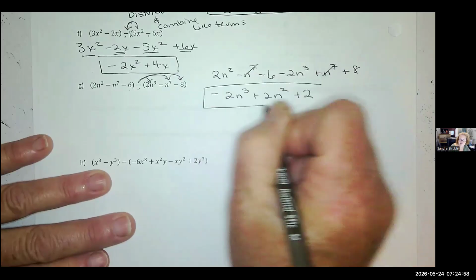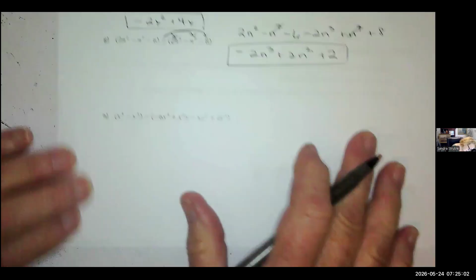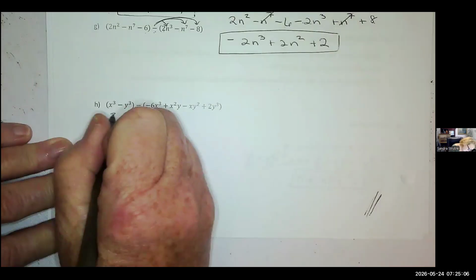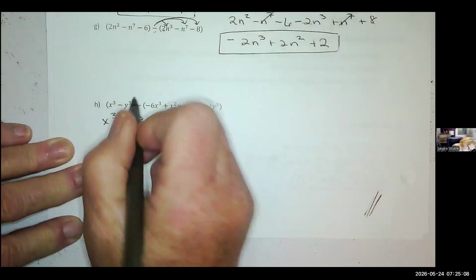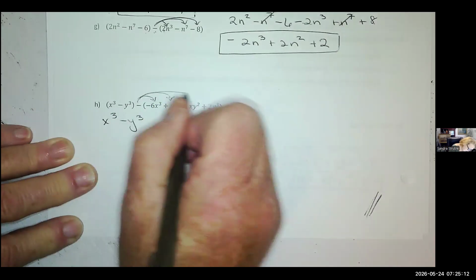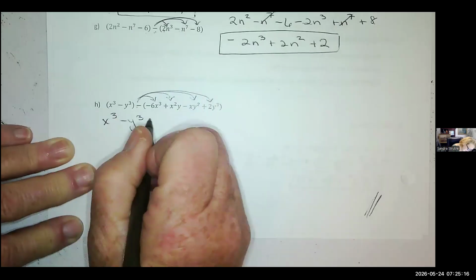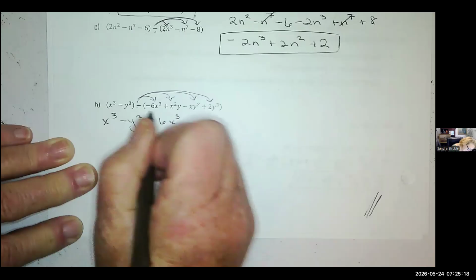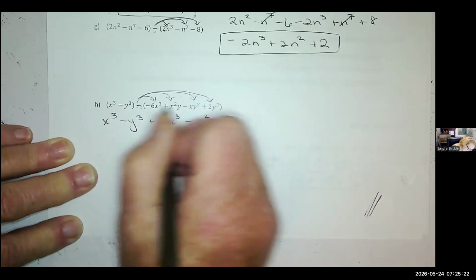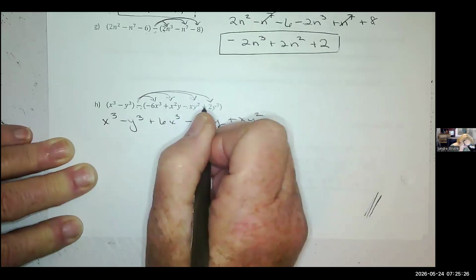All right, last one. Again, pause and attempt it and then come back. So x cubed minus y cubed. We're going to distribute that negative to all four terms. Negative times a negative is a positive, 6x cubed. Negative times a positive is a negative x squared y. Negative times a negative is a positive xy squared. And negative times a positive is a negative 2y cubed.